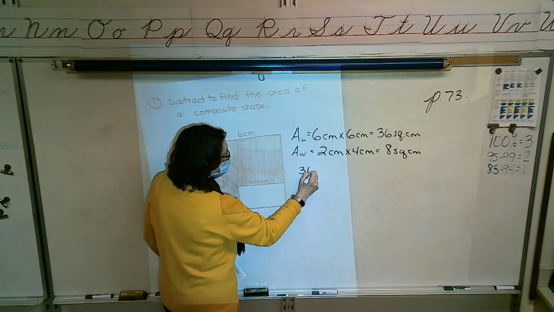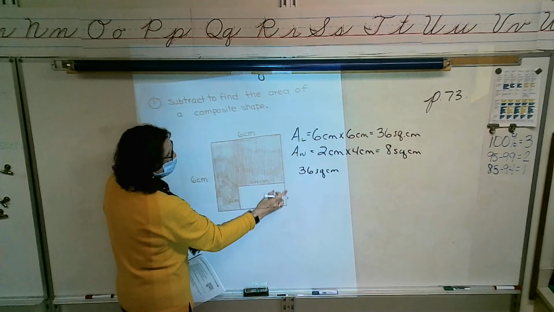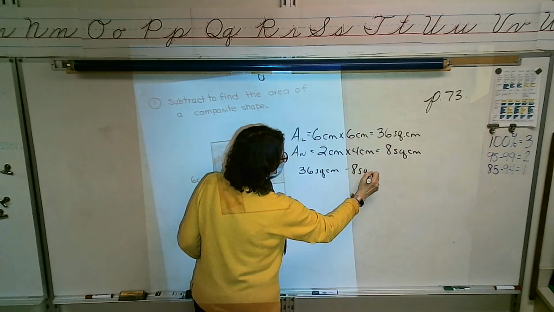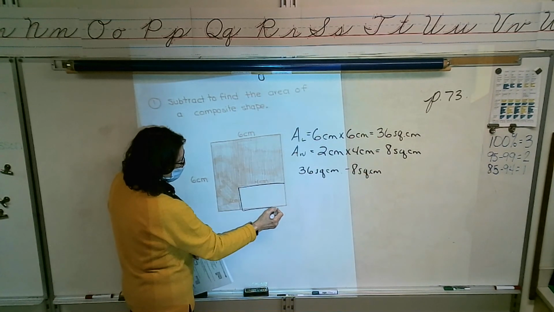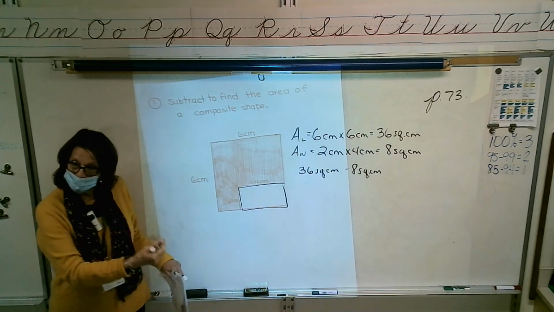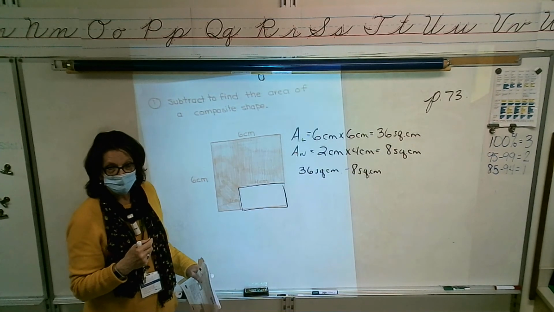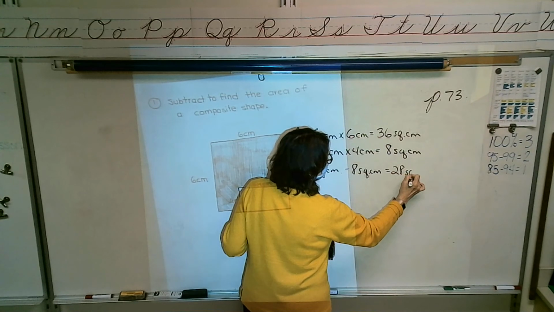We're going to take 36 square centimeters. Why? Because that represents the whole thing. And then we're going to take away, or subtract, 8 square centimeters. Why? Because we want to take away this part right here. It's like taking scissors and just cutting it out of the other rectangle. We're taking it away. So what is 36 minus 8? 36 minus 8 is, Lucas? 28 square centimeters.